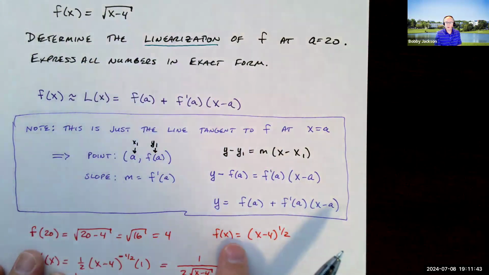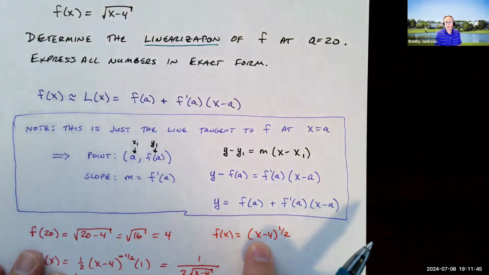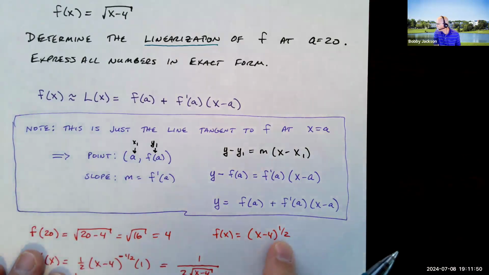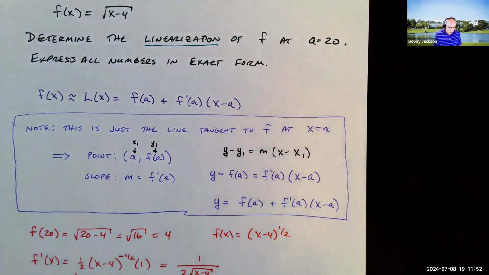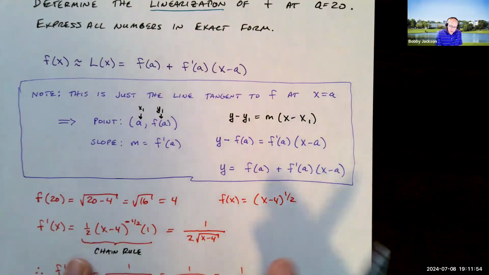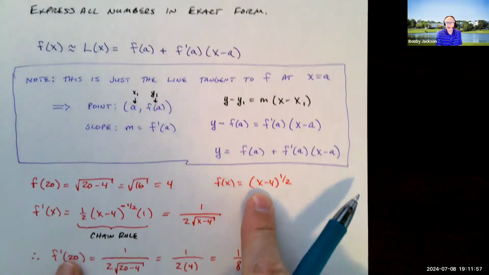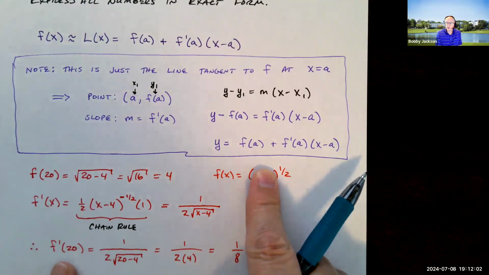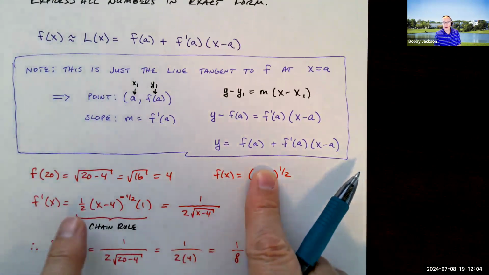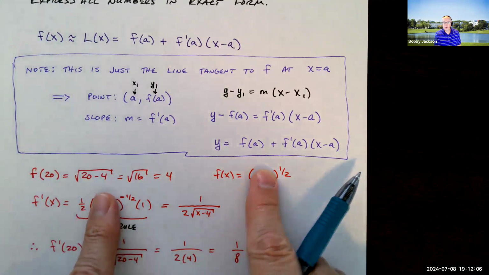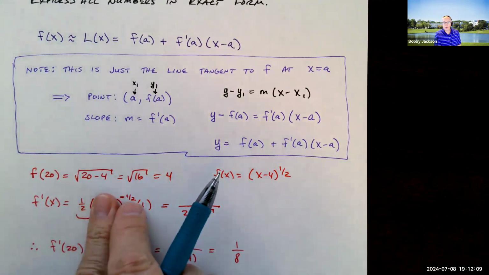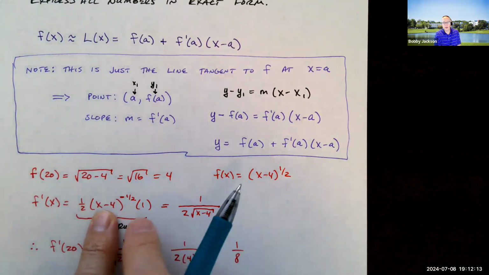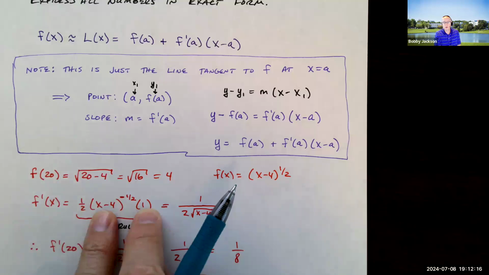I would rewrite f of x, the square root of x minus 4, as x minus 4 to the 1/2 power. When I take the derivative, I use the chain rule, because I have a composition of two functions: the inner function is x minus 4, and the outer function is u to the 1/2. So I bring the 1/2 down, subtract 1 from the power, evaluate the inner function, times the derivative of the inner function. The derivative of x minus 4 is just 1.